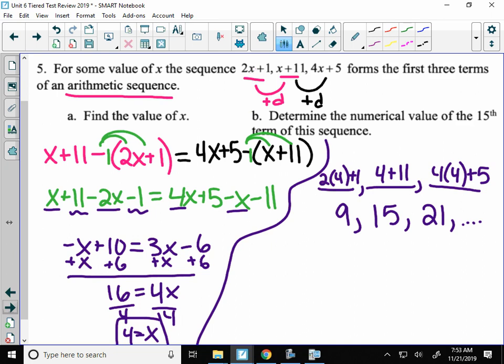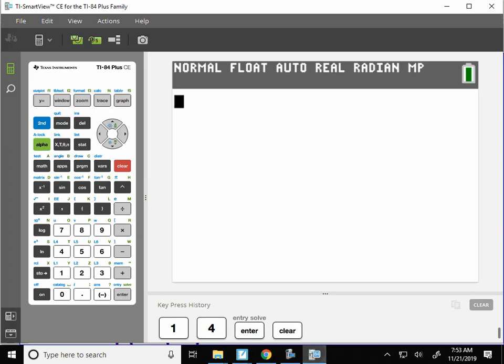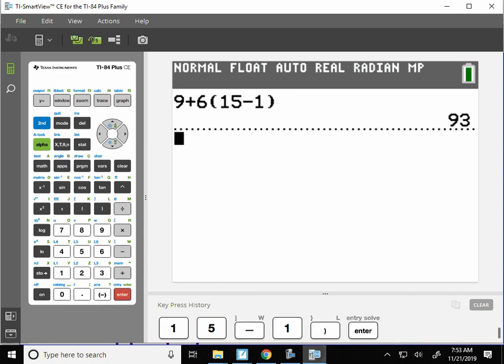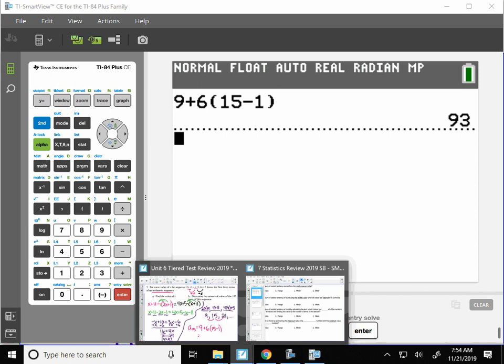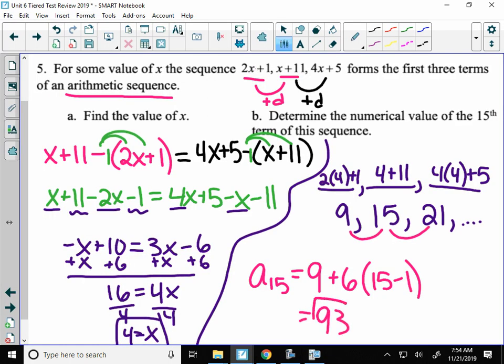All right, now it says, now that I know the sequence, I can find the numerical value of the 15th term. That means find a sub 15. Well, I actually have all the information I need now. I know the first term. I can find the common difference here. It looks like I'm adding 6, and n is 15. So I just have to type that into my calculator. 9 plus 6 times 15 minus 1. And that term is 93. If you need more help on that one, ask your teacher. But that's how we would do this one for arithmetic.